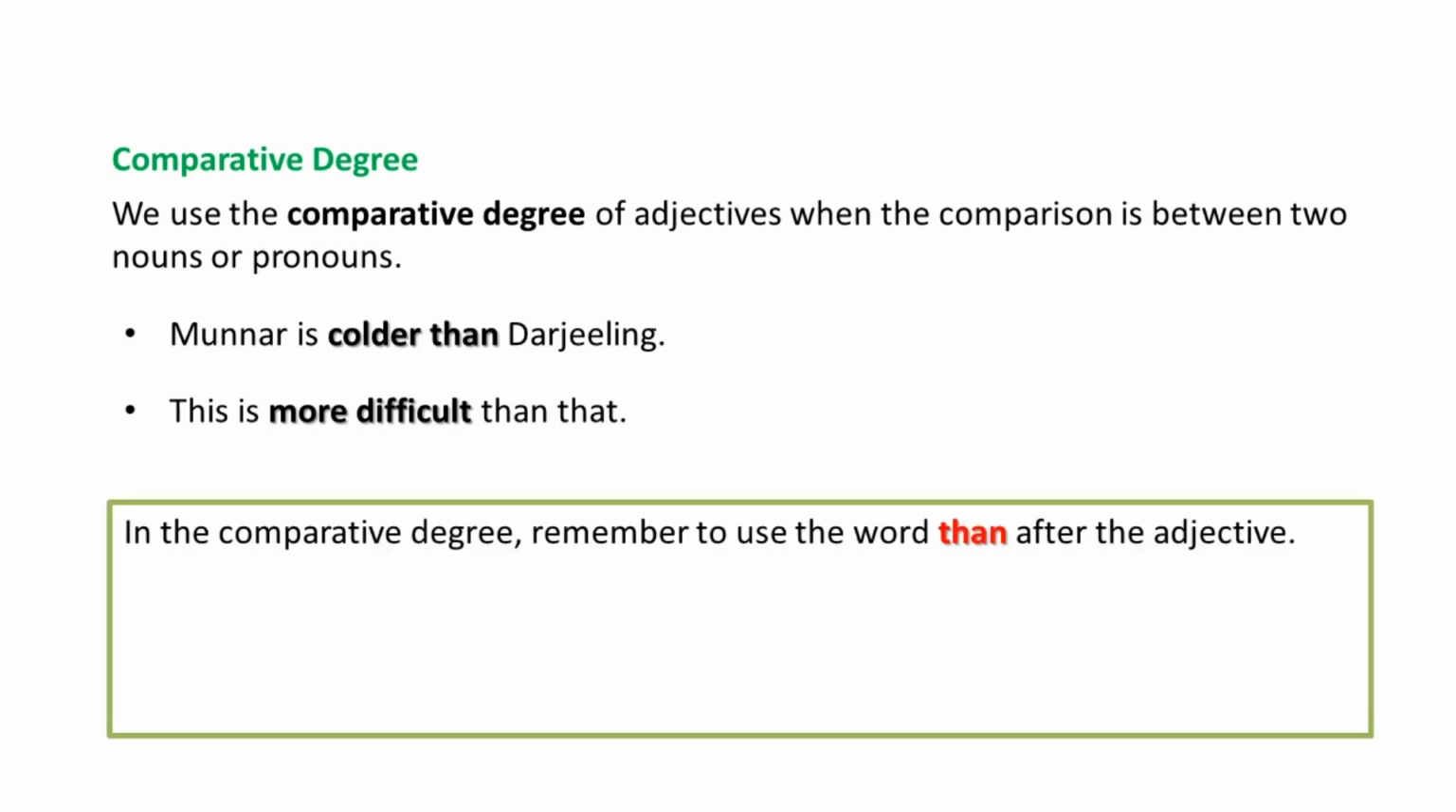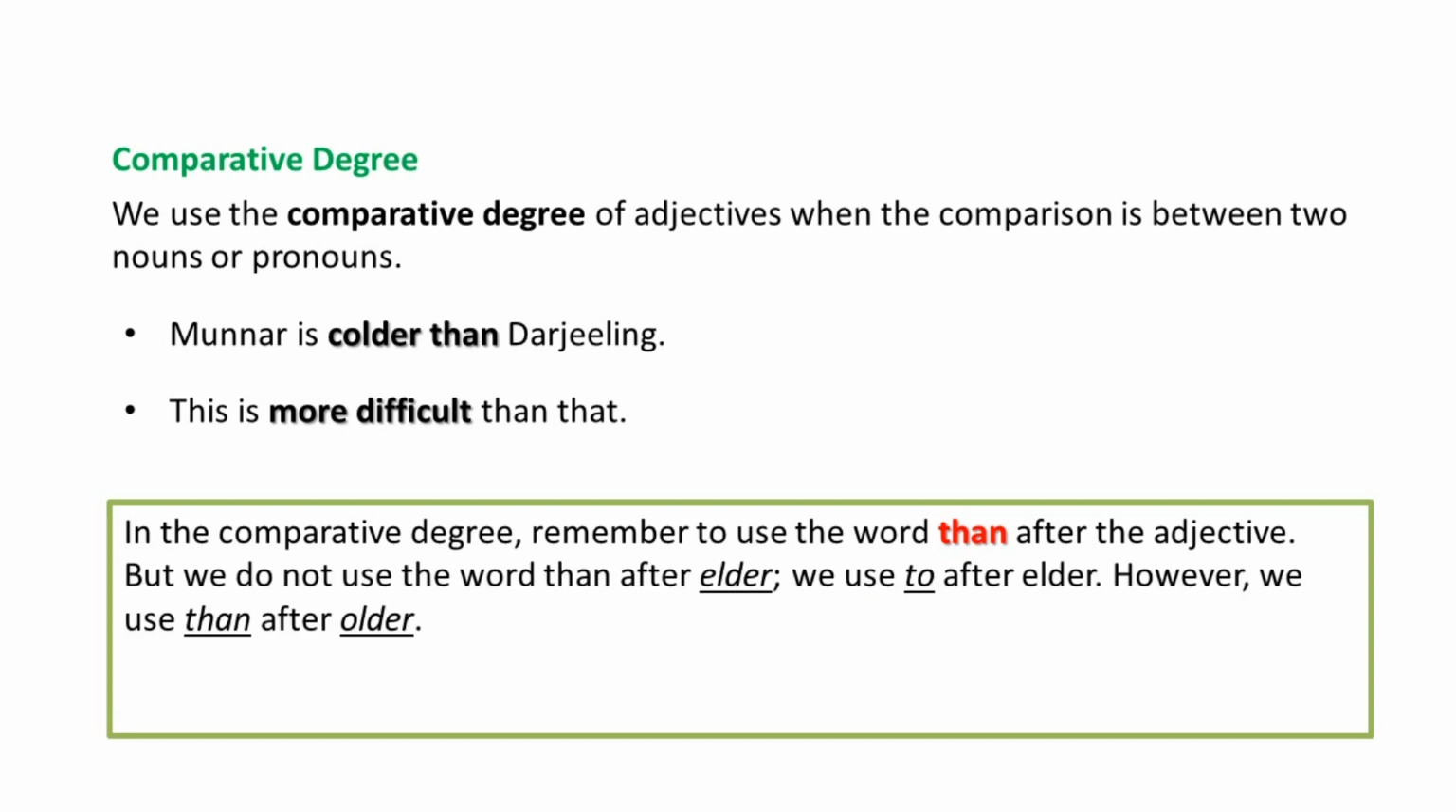So one thing that you must remember about the comparative degree is that, in the comparative degree, always remember to use the word than after the adjective. But we do not use the word than after elder. We use to after elder. However, we use than after older.